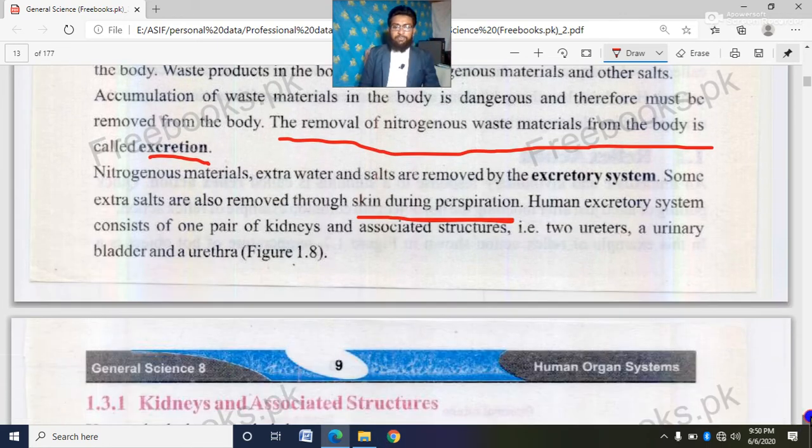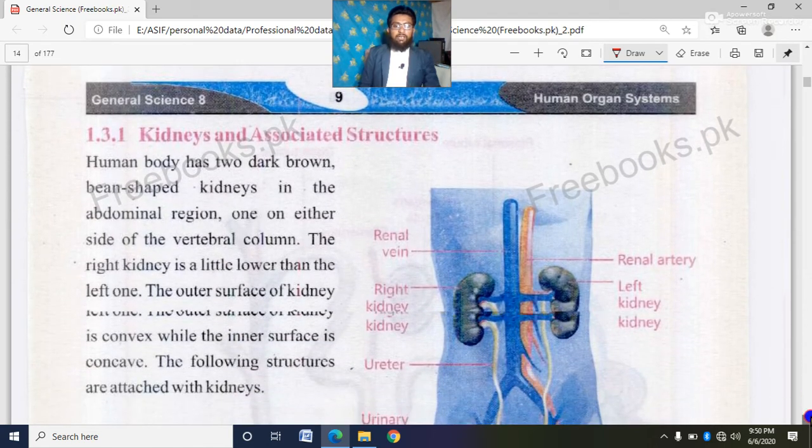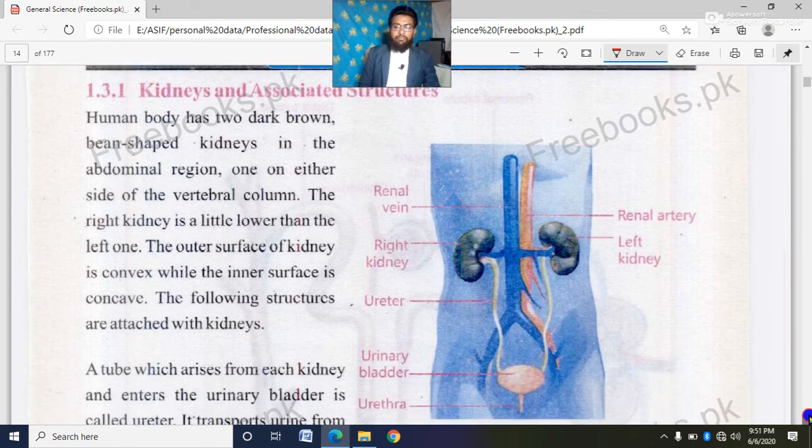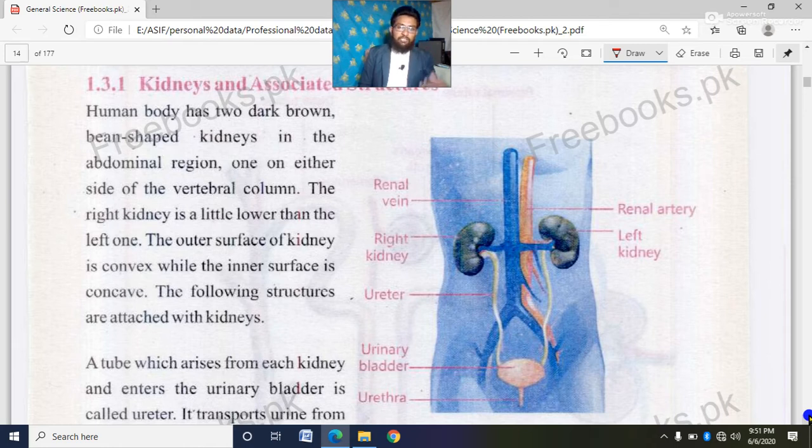Dear cadets, next we will discuss the kidneys and associated structures: what are kidneys, where they are present, what is their function, and what are the associated structures. The human body has two dark brown bean-shaped kidneys in the abdominal region.